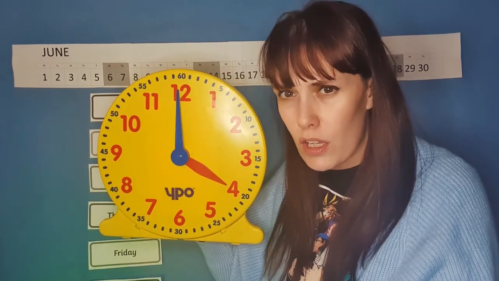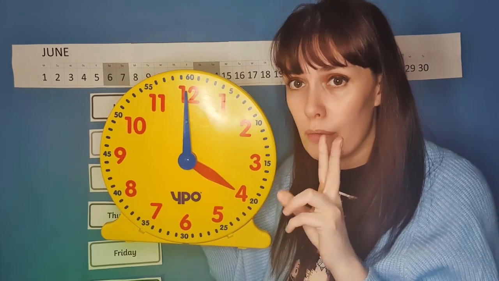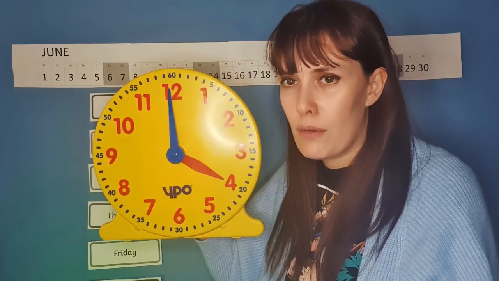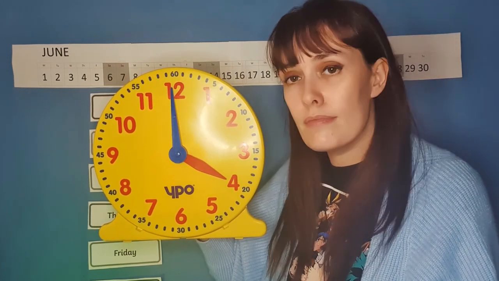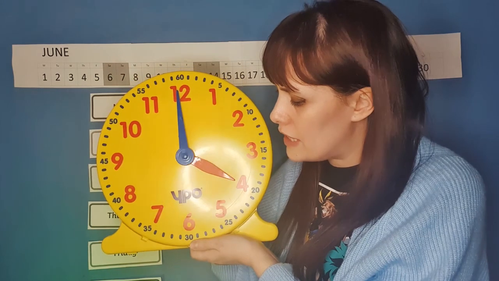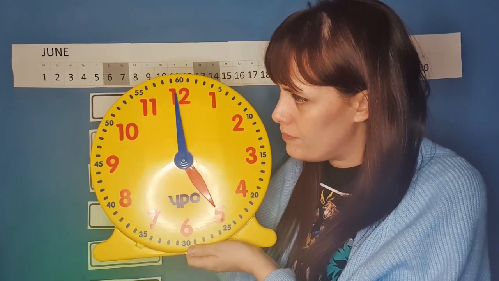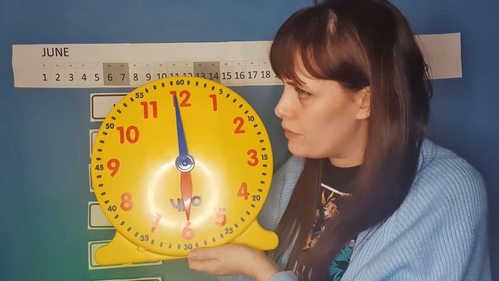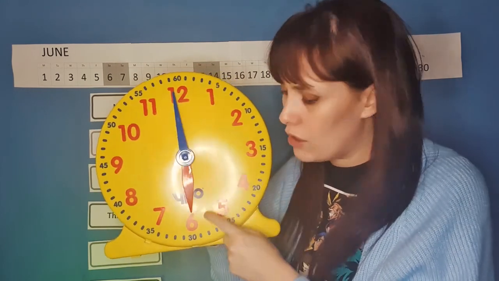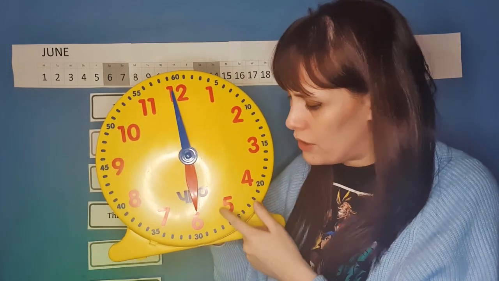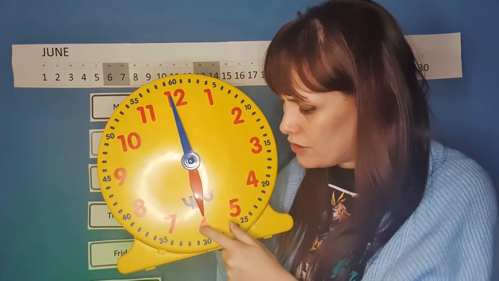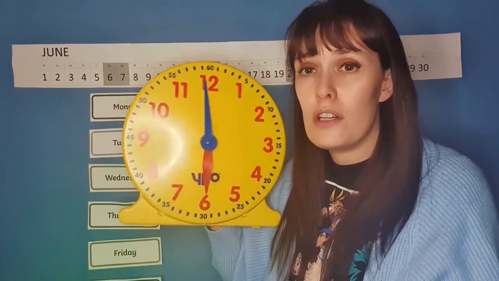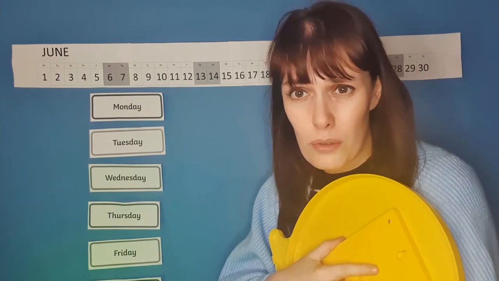Which would be 4 o'clock, okay? If it is 4 o'clock, what time will it be in 2 hours time? So not just 1, 2. So if it's 4 o'clock now, what time will it be in 2 hours time? So you're going to take 4, 1, 2. Okay, it would be 6 o'clock. Or if you've got your homemade one at home, you can move your hour hand too. Okay, you don't even have to move the hands on the clock to know what the time will be.